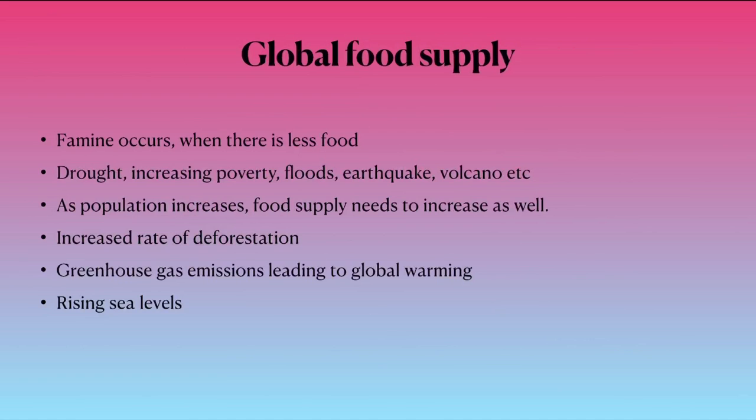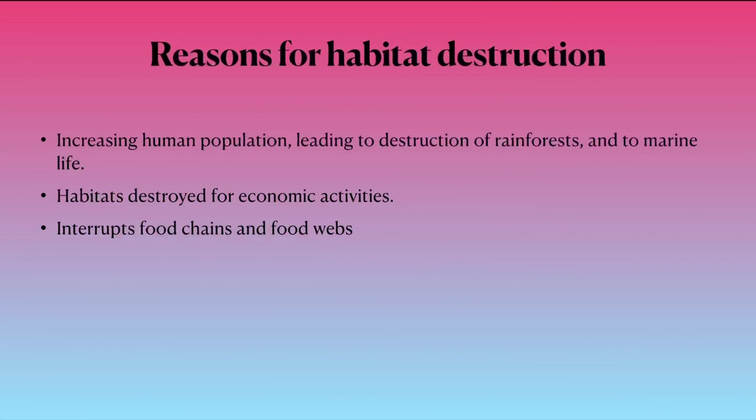Global food supply. Famine occurs when there is less food. Causes include drought, increasing poverty, floods, earthquakes, volcanoes, etc. As population increases, food supply needs to increase as well, to meet the increasing needs of people. This leads to an increased rate of deforestation, greenhouse gas emissions leading to global warming, and rising sea levels.